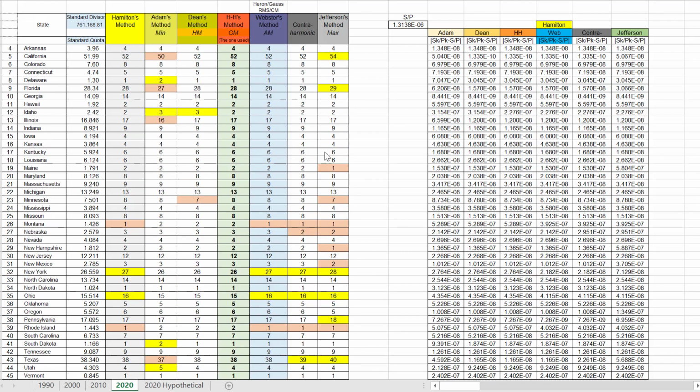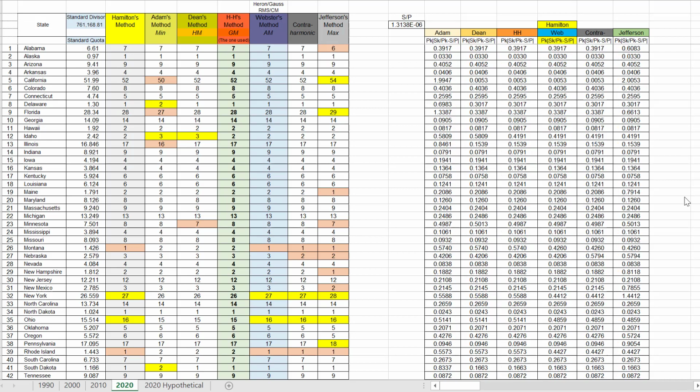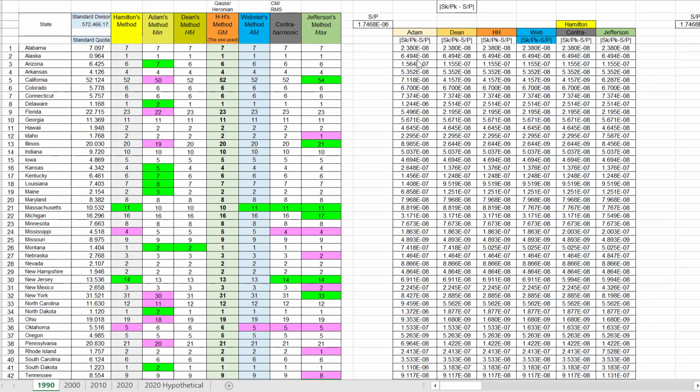In this case, Hamilton and Webster are matched, so they are identical. If you multiply this number by how many people are in each state, we get these values, and Hamilton's guaranteed to minimize that. Now here, Hamilton and Webster were the same, so we're not seeing anything, but you can see it's the smallest there. So that's the number of people times this absolute value difference. So let's look at some other years.